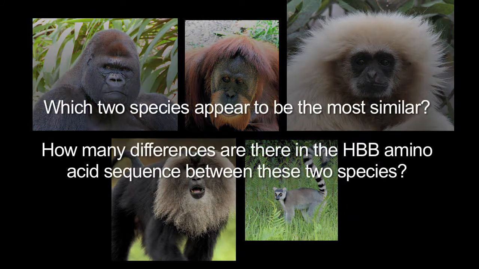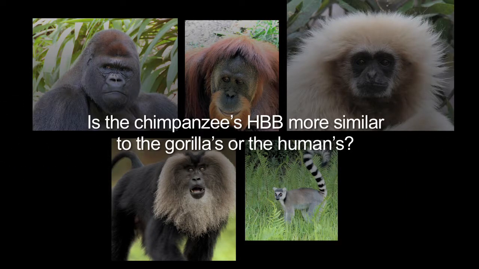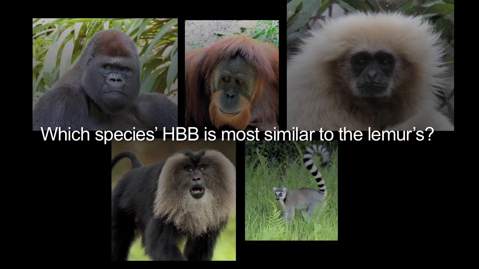Which 2 species appear to be the most similar? How many differences are in the HBB amino acid sequence between these 2 species? Which 2 species appear to be the least similar? How many differences are there in the HBB amino acid sequence between these 2 species? Is the chimpanzee's HBB more similar to the gorillas or to the humans? Which species' HBB is the most similar to the lemurs?